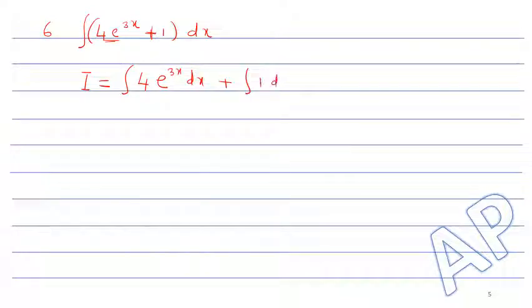integral 1 dx. Now 4 is a constant, you can keep it as it is, and integral e to the power of 3x is e to the power of 3x divided by 3, plus integral 1 dx is x, plus c.